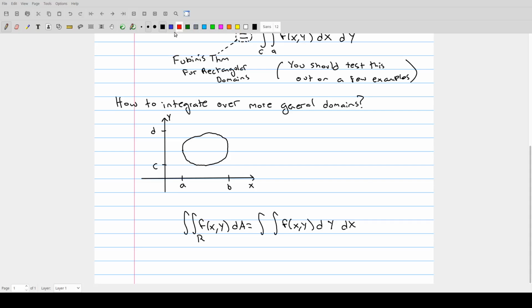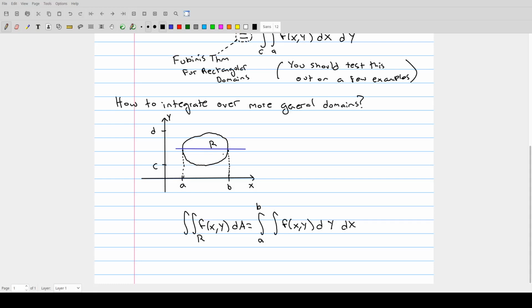So the idea is that we take our domain. This is our domain R right here, and we split it into two parts. In this case, because x is our outer integral, x is always going from the minimum part of the domain, in this case A right here, to B right here. So your outer integral is always going to be from a constant to a constant. In this case, from A to B.